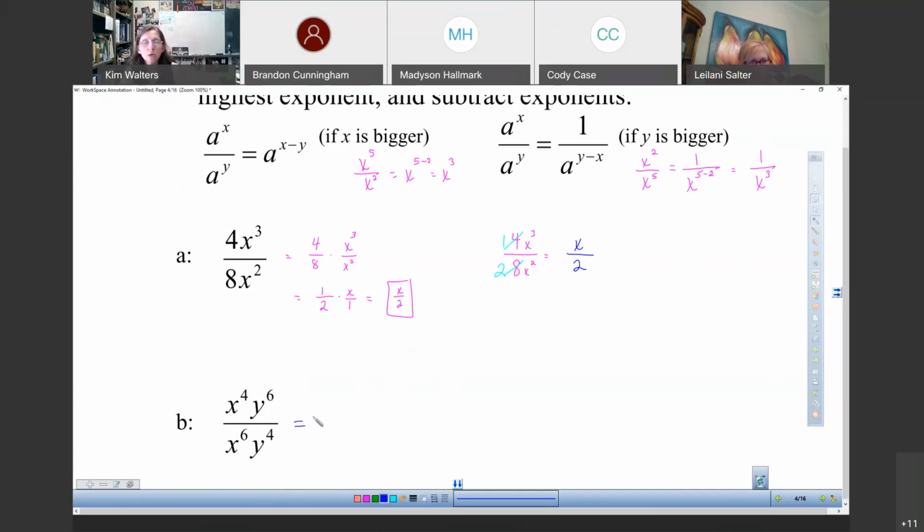Okay. So it's going to be the y, because y to the 6th power is higher than y to the 4th power. So 6 minus 4 is going to be 2. And when I look at my x's, the highest power is in the denominator. And so again, 6 minus 4 is 2, but my x to the second is in the denominator. And that's my final answer. I'm done.